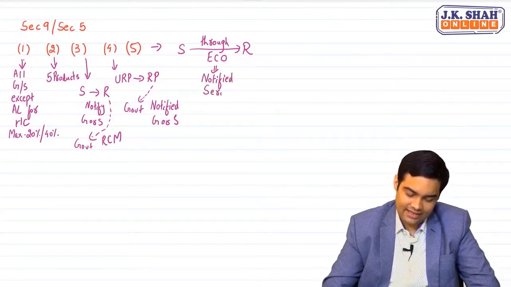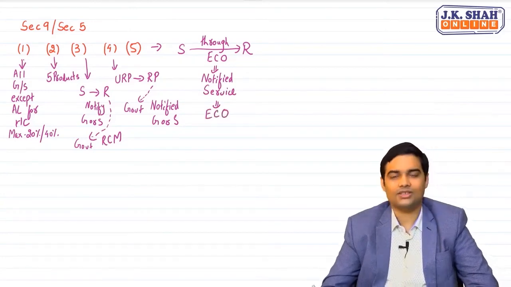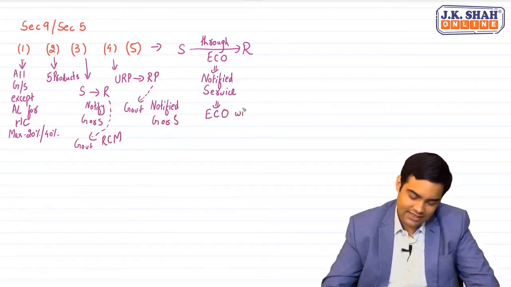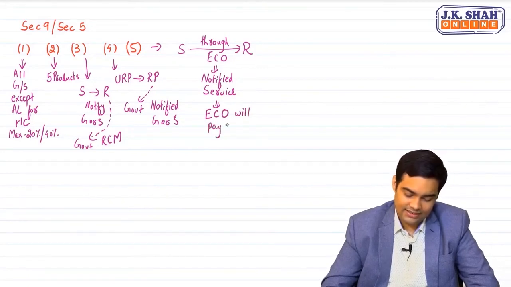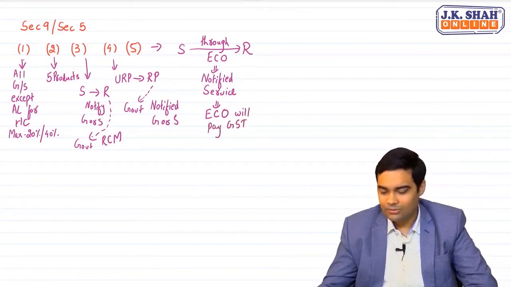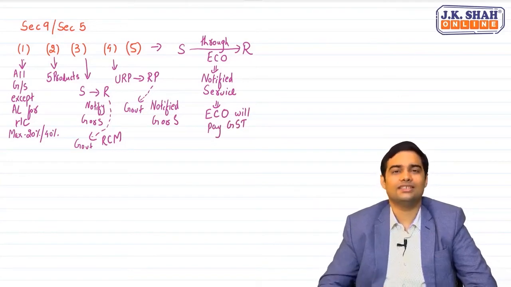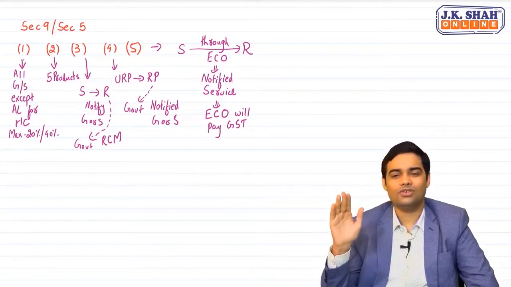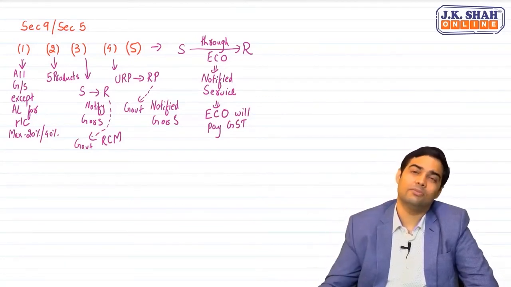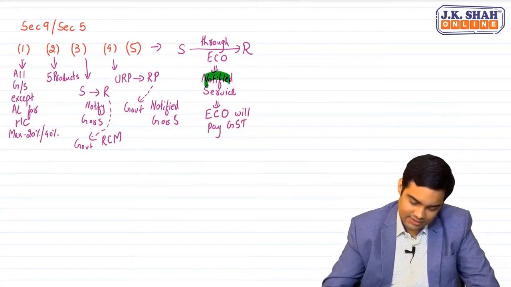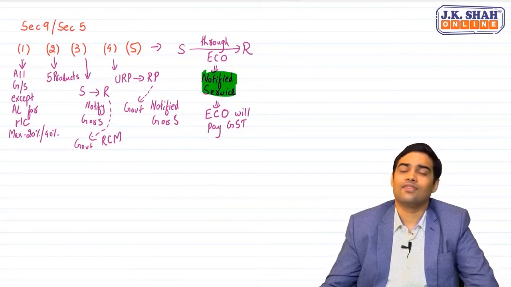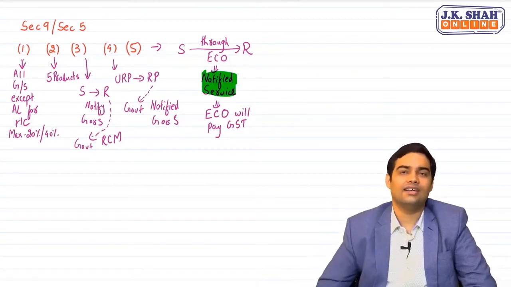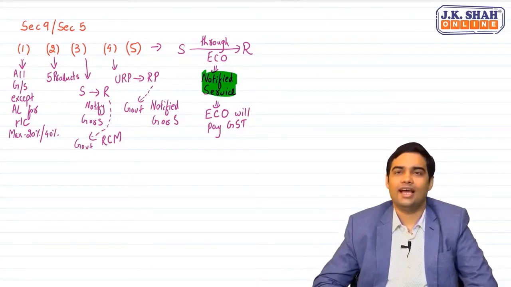In that case, eco, that is e-commerce operator, will pay GST as if he is the supplier. So, e-commerce operator is made liable to pay GST, but there are conditions. Service through e-commerce operator plus it should be a notified service. Only when both the conditions are satisfied, then in that case 9.5 will get triggered. Otherwise, 9.5 will not be applicable.